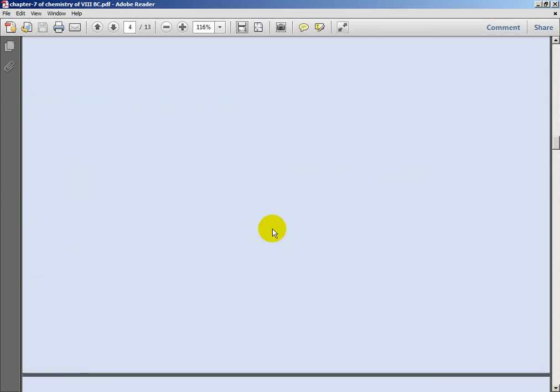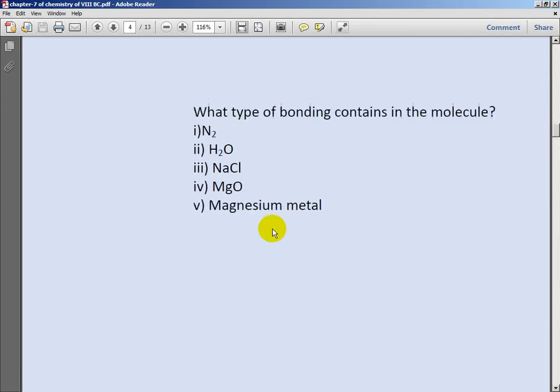So you give me an answer to this question. What type of bonding is in the nitrogen molecule? In nitrogen, what type of bonding is present in the N2 molecule? Covalent bonding. Covalent bonding. Good.